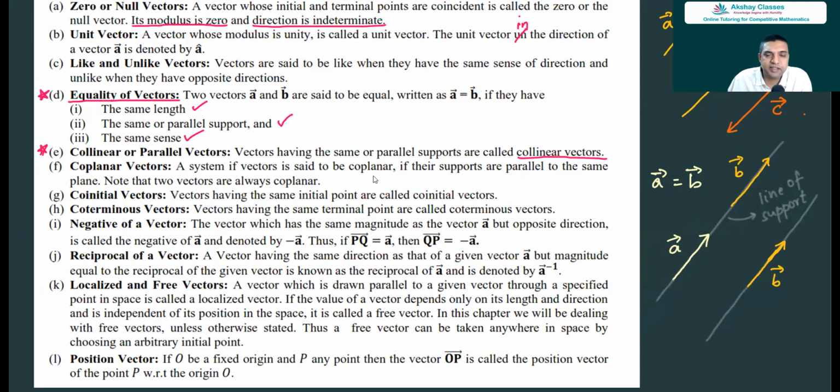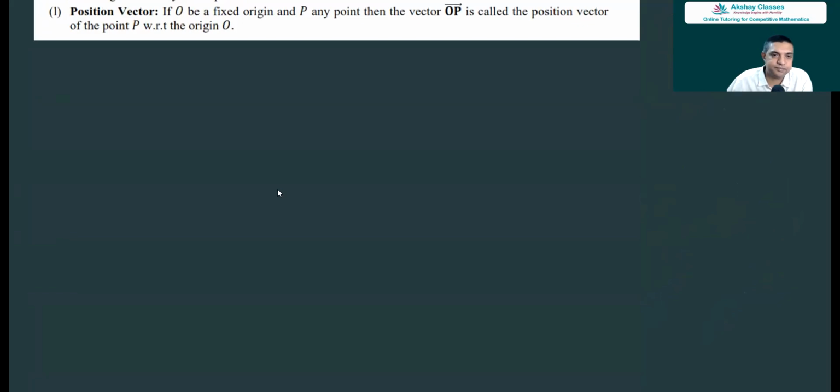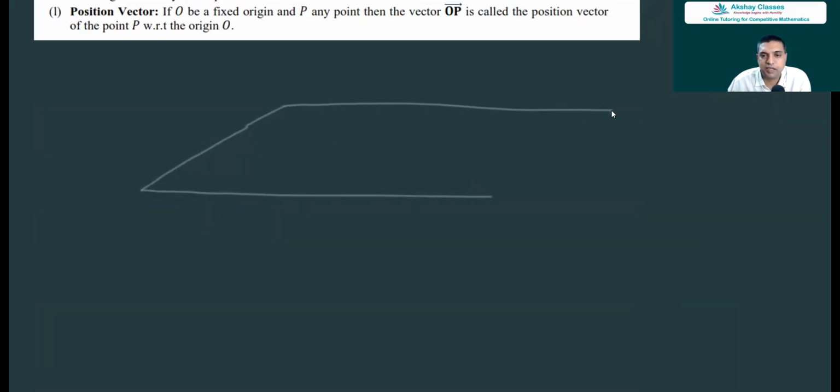Coplanar vectors. A system of vectors is said to be coplanar if their supports are parallel to the same plane. Note that two vectors are always coplanar. Very interesting definition again. Vector algebra. Now, this is a plane. This is vector A. Now, this is vector B, parallel to the same plane. This is parallel to the same plane.